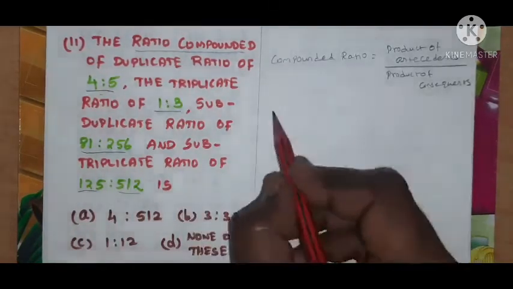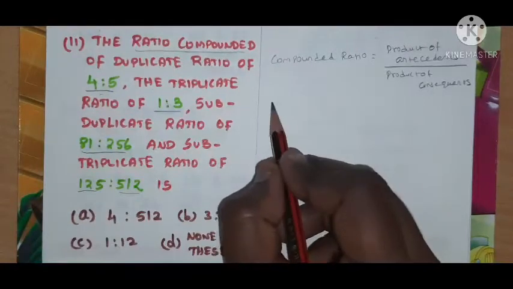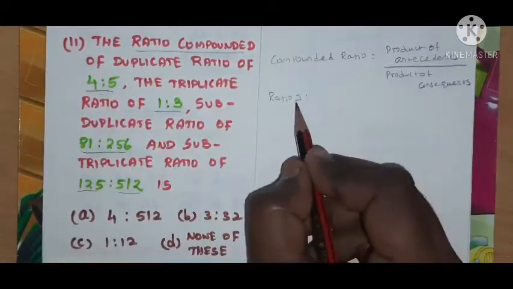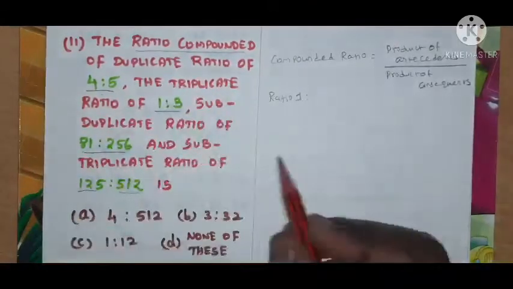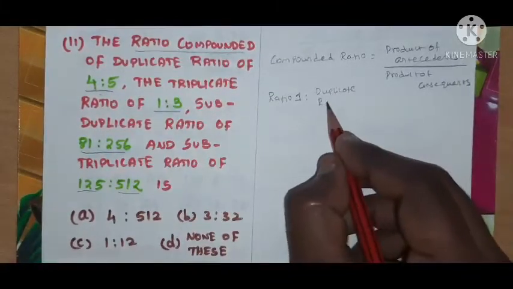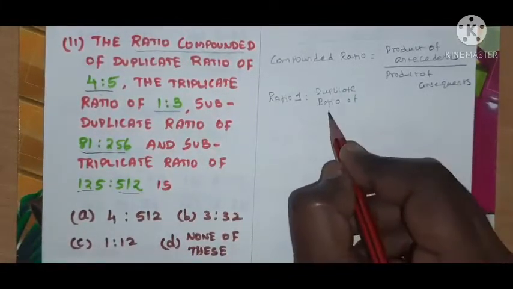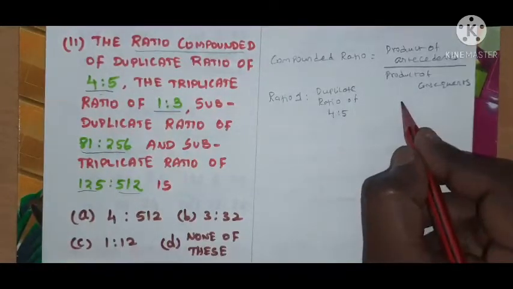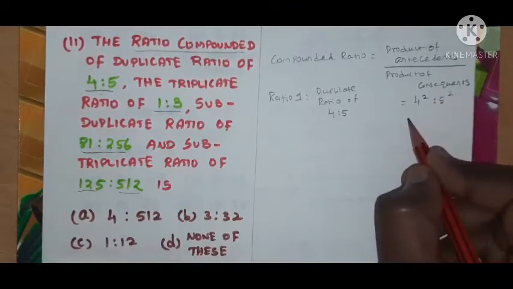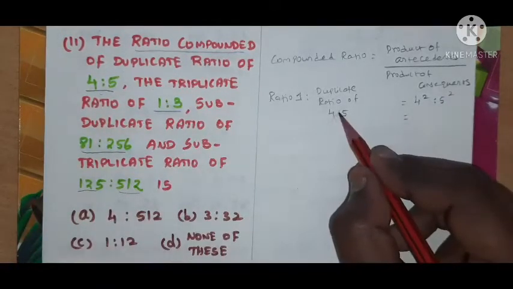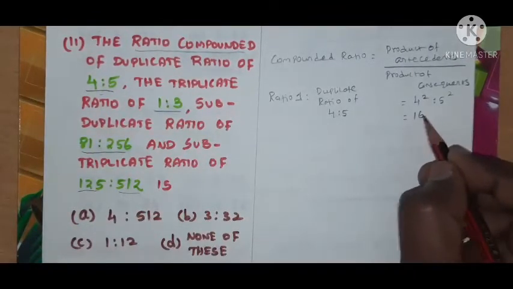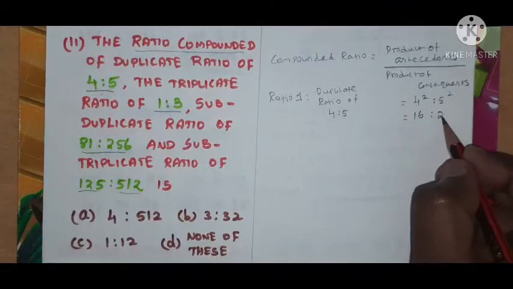Hence we need to find the direct ratios. What is ratio 1? The duplicate ratio of 4 is to 5, which is equal to 4 squared is to 5 squared. We know how to find the duplicate ratio. We need to square the terms. So 4 square is 16 is to 5 square is 25.